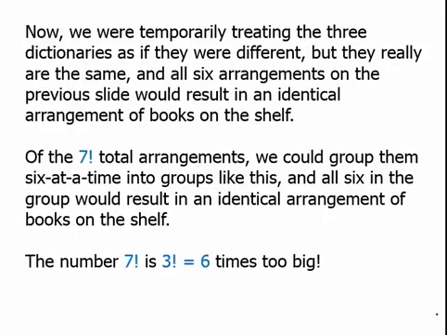So the number 7 factorial, that is not the correct number. That number is 3 factorial times too big, or in other words, 6 times too big, because for any arrangement of the dictionaries, the 3 dictionaries, we can rearrange the dictionaries in 3 factorial ways. Well, if that's 3 factorial too big, we have to divide by that. So the correct answer is 7 factorial divided by 3 factorial.